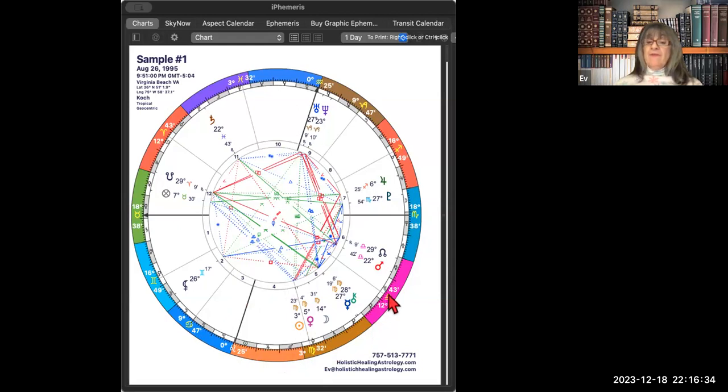And the sixth house cusp is 12 degrees, Libra, 43 minutes. And your descendant, or the seventh house cusp, is 18 degrees, Scorpio, 38 minutes.